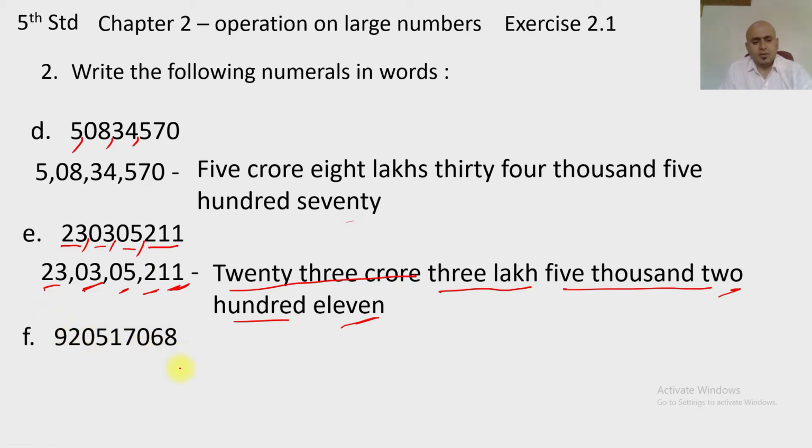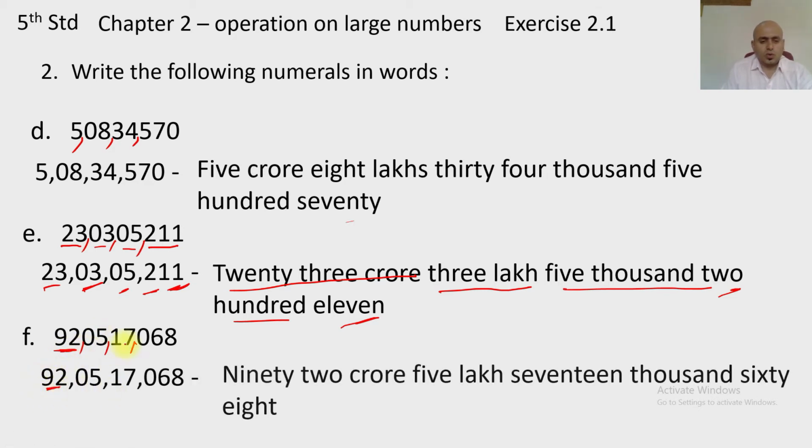920517068. So here, separating with commas, there is ones, tens, hundred, comma, thousand, 10,000, comma, lakhs, 10 lakhs, comma, crore, 10 crore. This is 92 crores. 92 is in crores place. So after writing this, 92 crores, 5 is in lakhs place, 5 lakhs, 17,000. So 17,000, only 68. There is no number in hundreds place, therefore it is only 60 and 8.